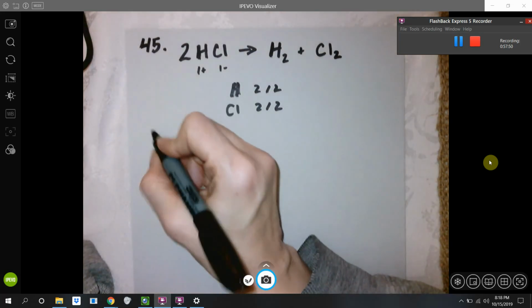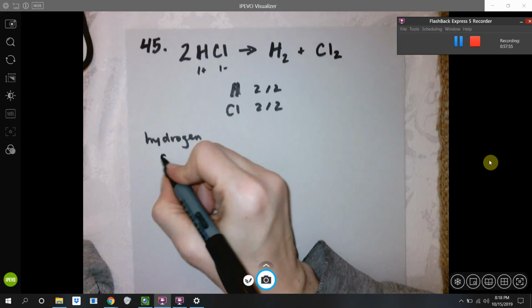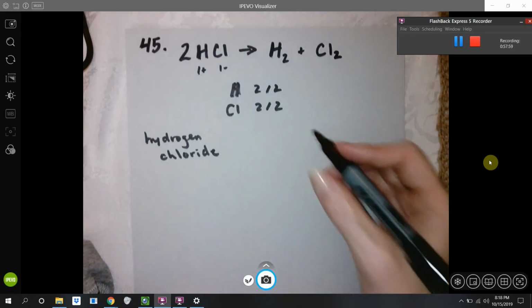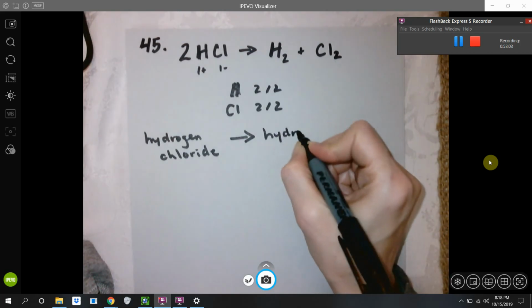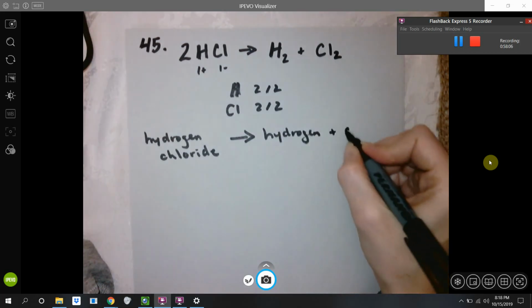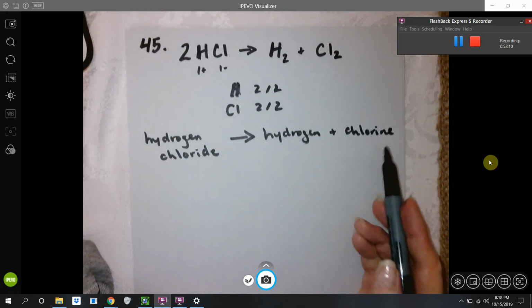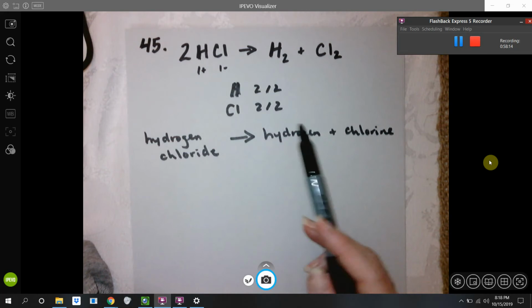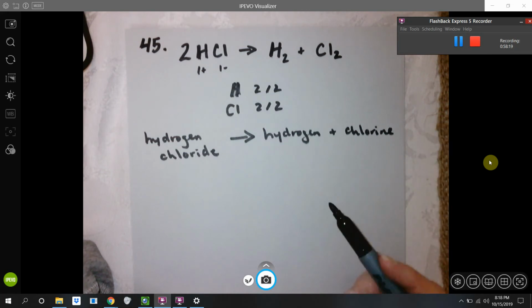So hydrogen chloride, IDE ending, because chlorine is all by itself, and it's breaking down into hydrogen and chlorine. Notice it's chlorine, not chloride, hydrogen, not hydride, because when they're all by themselves, they just get the name that whatever it says on the periodic table. Okay, so that's number 45.